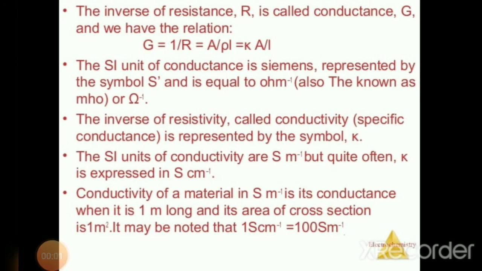How can we define conductivity kappa? For that, consider the equation G is equal to kappa into A by L. When A, that is area of cross section, is equal to 1 meter square and length L is equal to 1 meter, G will be equal to kappa. Therefore, conductivity of a material can be defined as its conductance when it is 1 meter long and its area of cross section is 1 meter square.